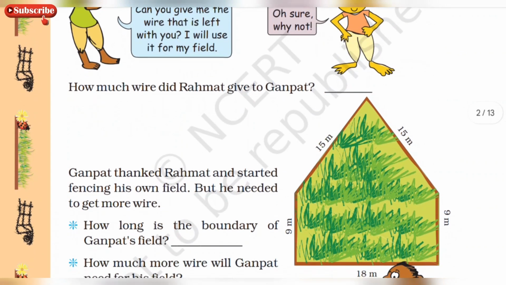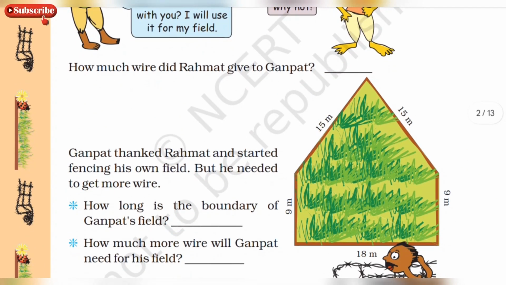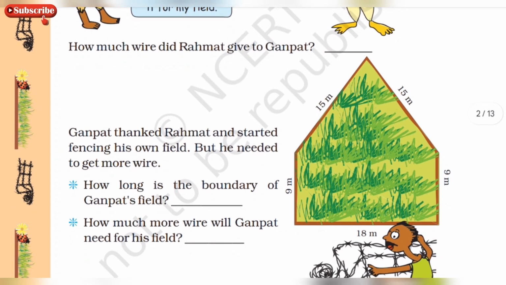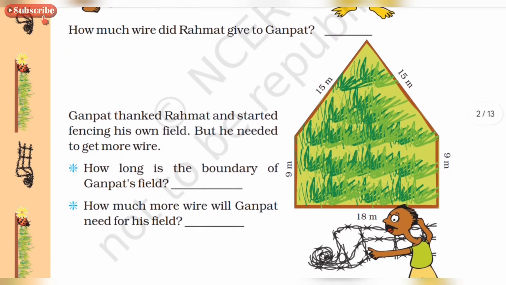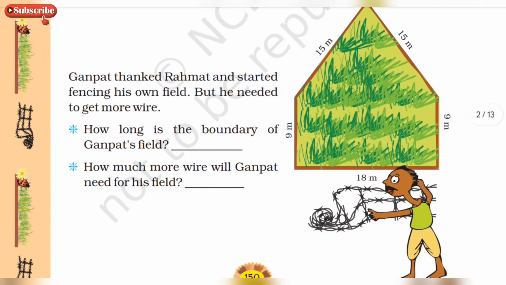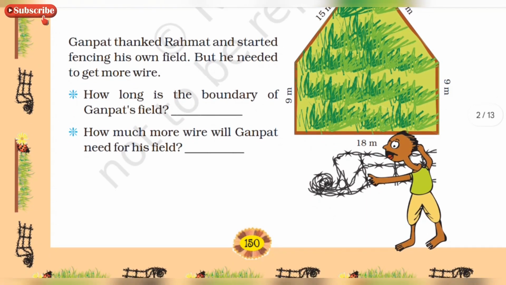Ganpat thanked Rahmat and started fencing his own field, but he needed to get more wire. How long is the boundary of Ganpat's field? How much more wire will Ganpat need for his field?